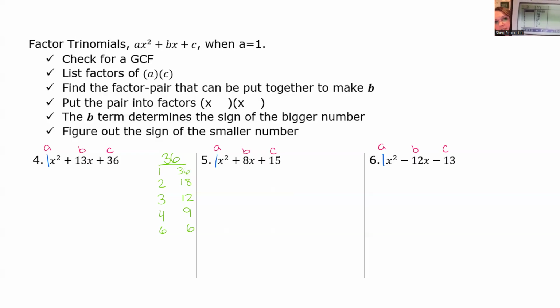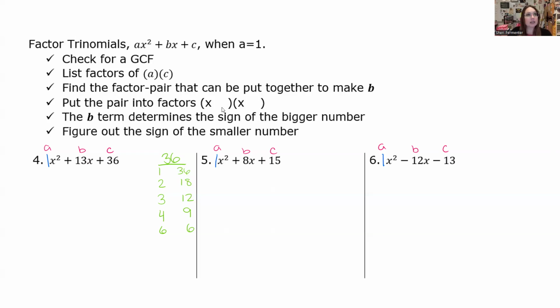1 times 36, 2 times 18, 3 times 12, and so on. And so we want to write down the whole numbers. So use your calculator to help you find these values. Once I find all the factors, next I'm going to get my problem set up.